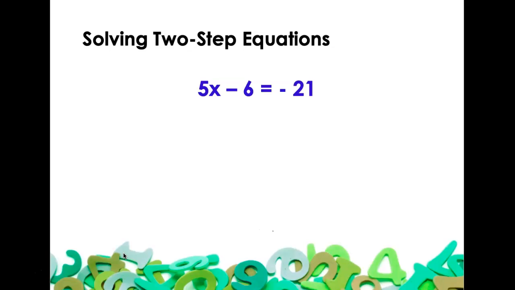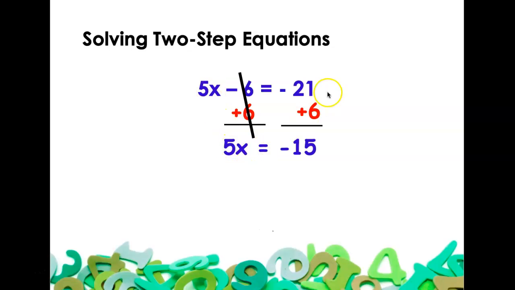For the first example, 5 multiplied by x minus 6 is equal to negative 21. According to the first step, we either add or subtract. We can see here it's minus 6, so we do the opposite. We're going to do plus 6 on both sides. Solving downwards, minus 6 plus 6 is 0. So on the left side of the equal symbol, you will just have 5x, and negative 21 plus 6 is negative 15. So we are done with the first step.